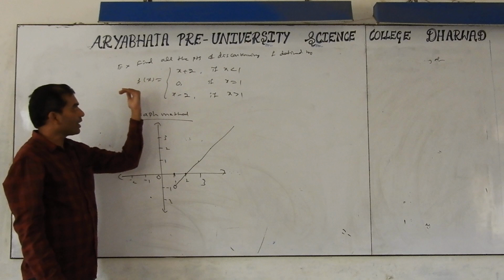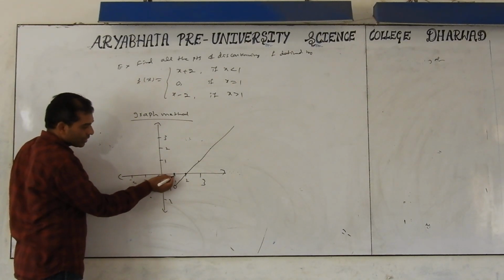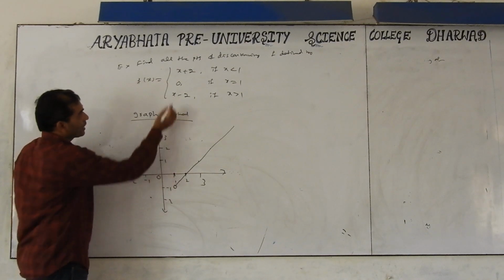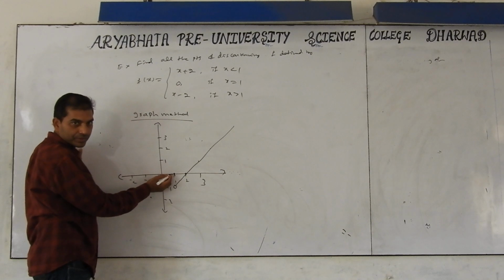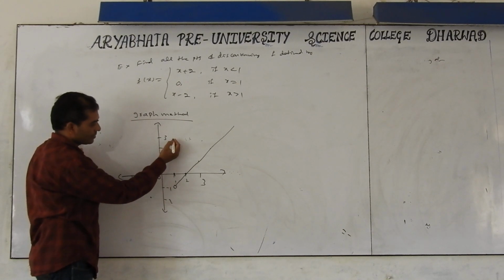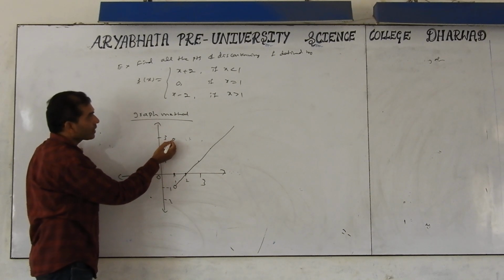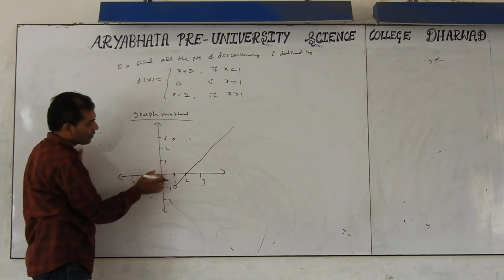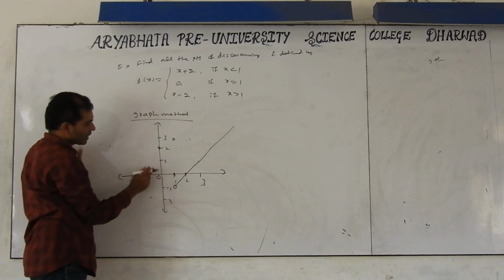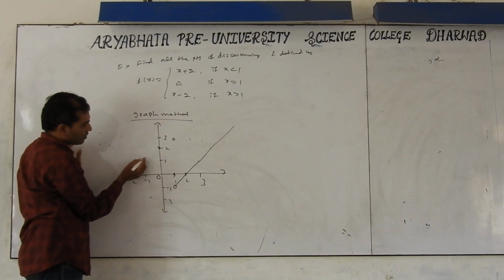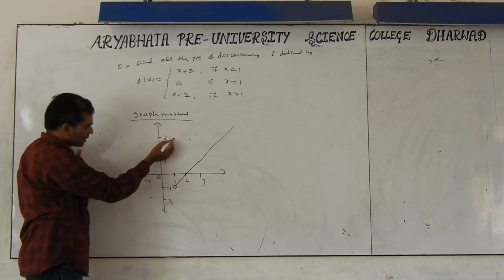Next, below 1 is this. Below 1, if you take 0.9, 0.9 plus 2 is 2.9. Okay, 2.9 here, not 3, 2.9. If you take 0 below 1, 0 plus 2 is 2. If you take minus 1, minus 1 plus 2 is 1. Minus 2 plus 2 is 0. Join all these points.